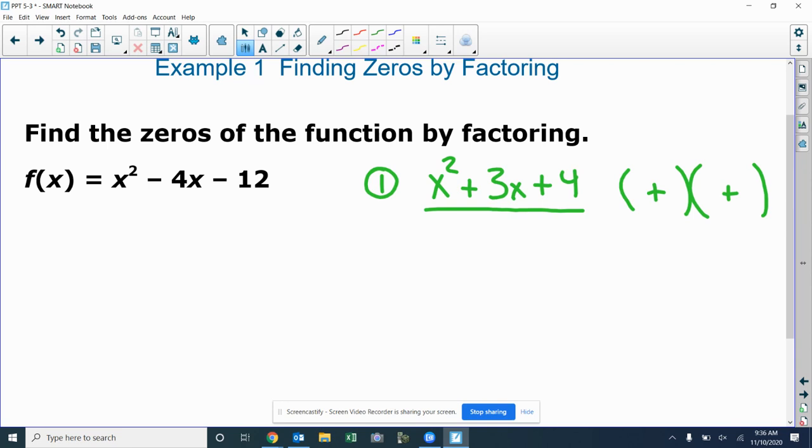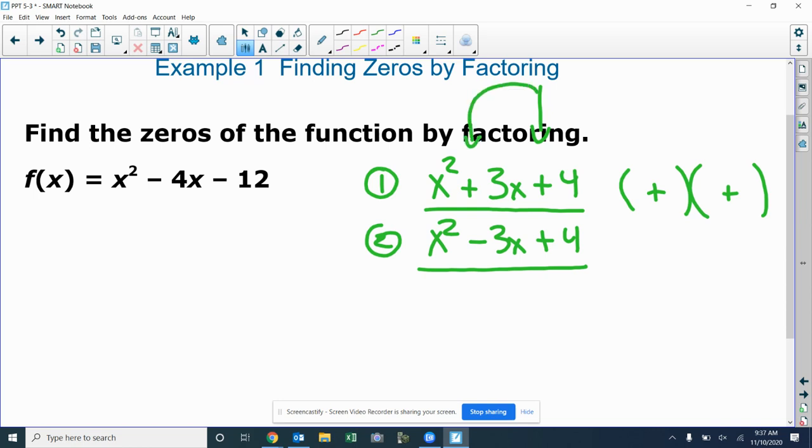There's another possibility. The second one, we have x squared minus 3x plus 4. Now, when the second sign is plus, you always are going to have both the same as whatever's in front. So second sign plus, so both binomials are going to have to be minus. Now again, if you want to take this down, fine. If you don't, I get it.